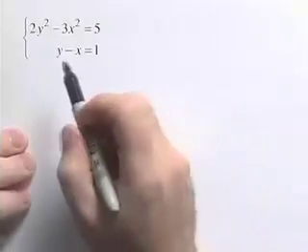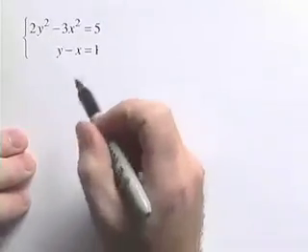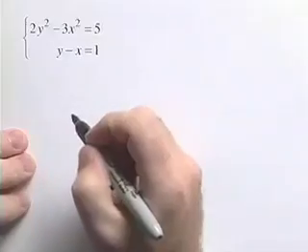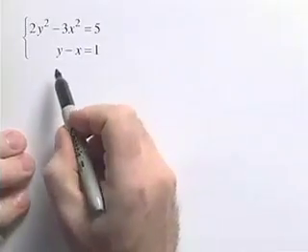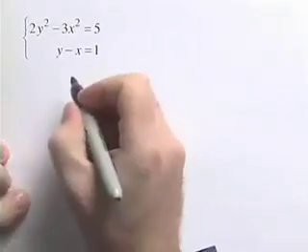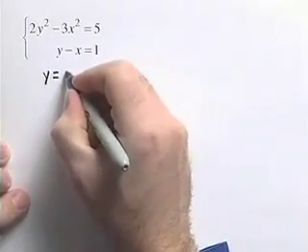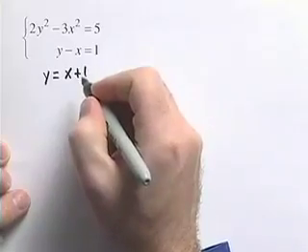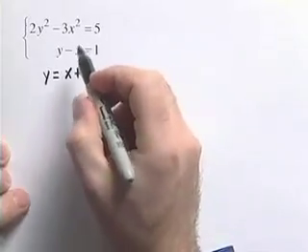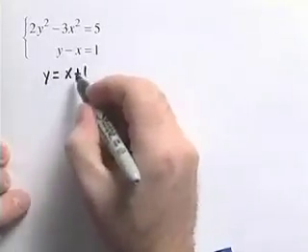Here again we're going to solve a system of nonlinear equations algebraically. We can use substitution or elimination. In this particular problem we're going to use substitution. We're going to start by solving our second equation here for y. We're going to get y is equal to x plus 1. And we're going to go ahead and substitute that into our first equation for y.